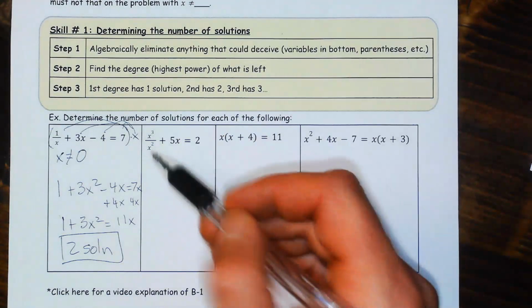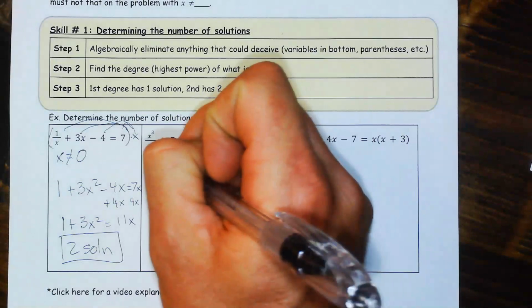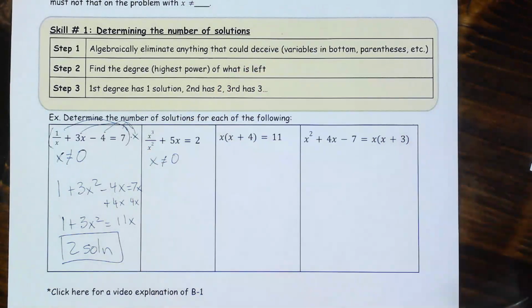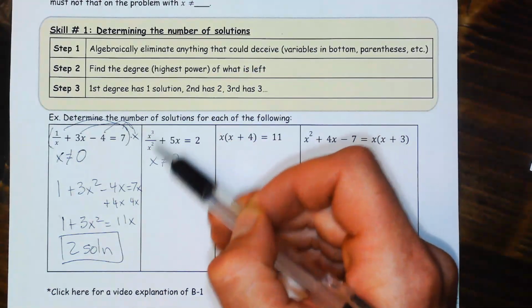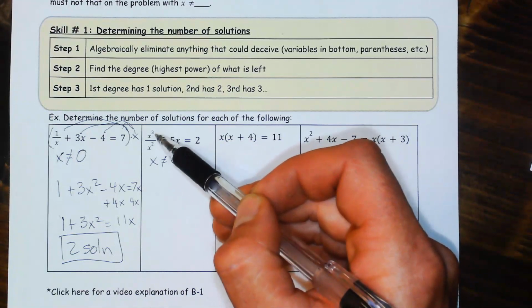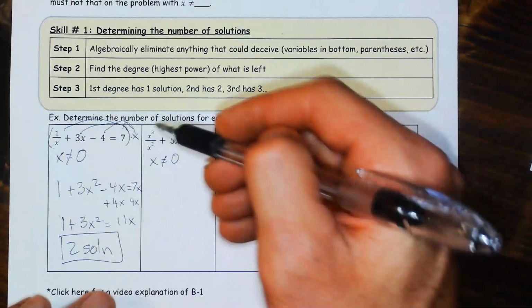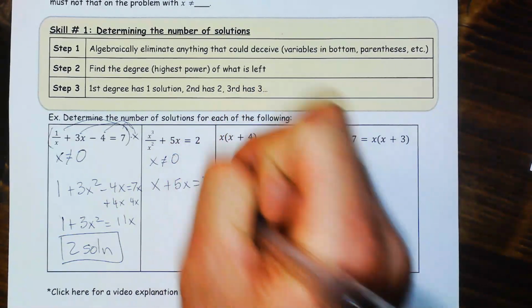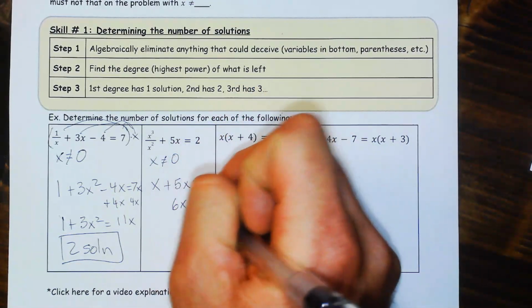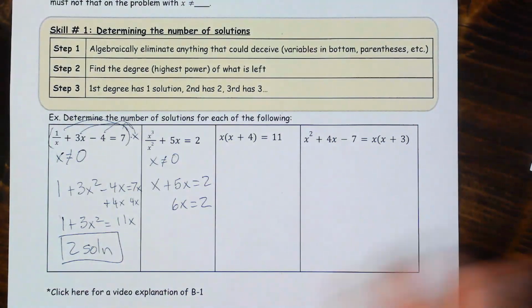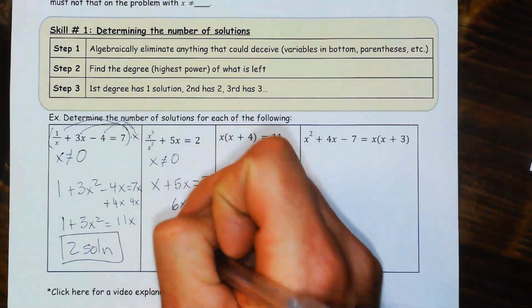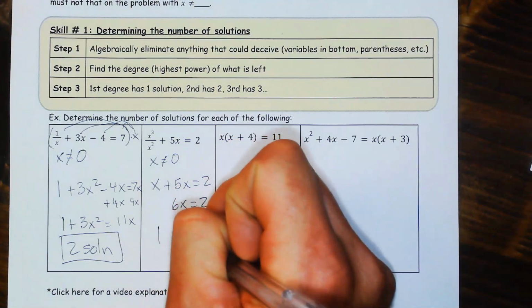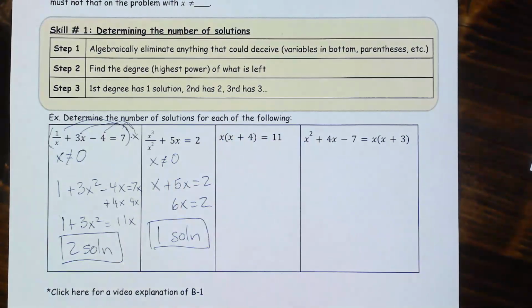Next one. I would again notice I have a single x in the bottom, so x cannot be equal to 0. Then if I divide these out, x cubed and x squared simplifies to an x, plus 5x equals 2. 6x equals 2. All my like terms have been combined. I have nothing that I can do other than divide by 6. So I know I'm going to have one solution to this particular problem.